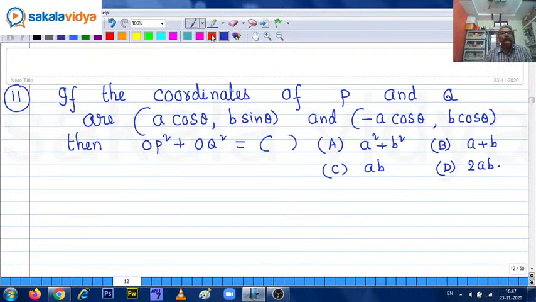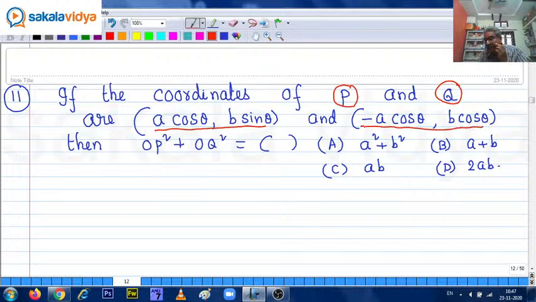Right. So the coordinates of P are given by A cos theta comma B sin theta. Coordinates of Q is minus A cos theta comma B cos theta. They are called parametric equations in higher studies. OP square plus OQ square means, provided O is the origin, that is 0, 0 coordinates, the square of the distance from origin to this point. First we need to find OP square and OQ square. Let us add them.